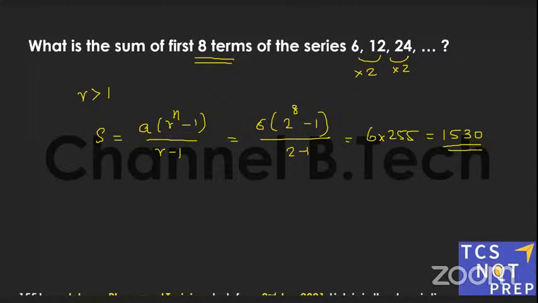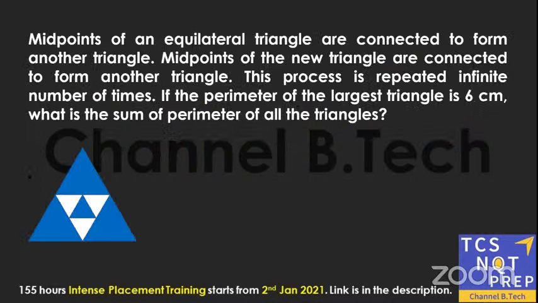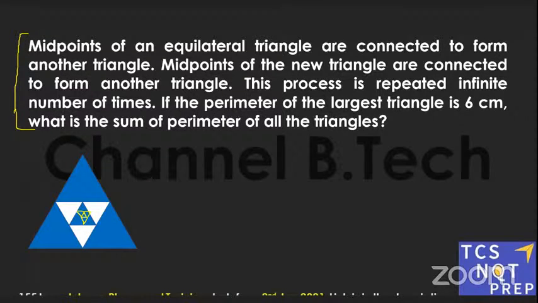Shubhangi, very good. Okay, let us see the next question. Read this question completely and tell me what case must be applied here. Is it a finite series or an infinite series? Can you tell that? Is it finite or infinite series?